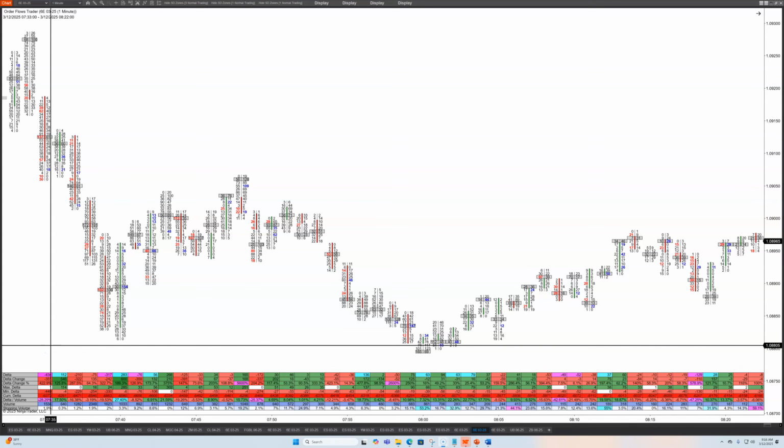In today's video, I'm going to be talking about points of control, specifically the POC Shadow tool that we've added into Orderflows Trader 8, which is the latest version of Orderflows Trader.